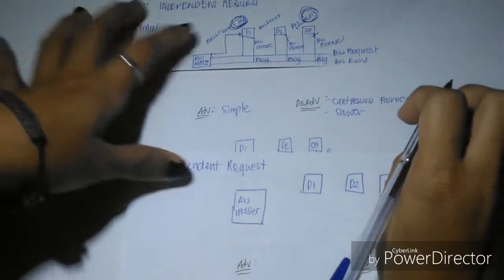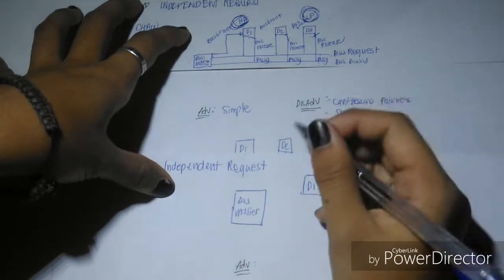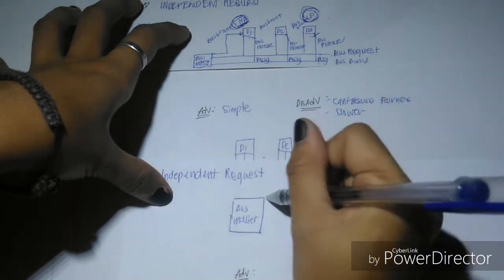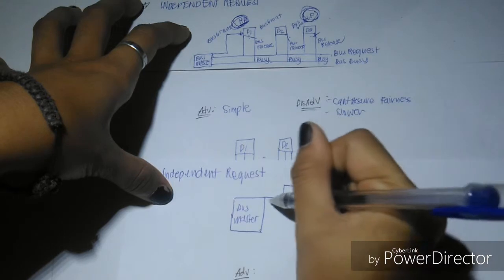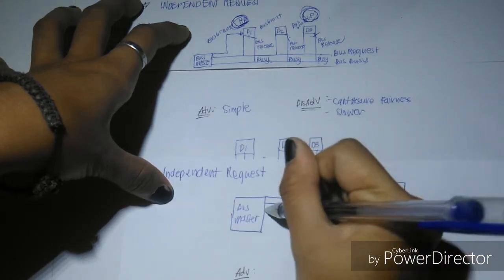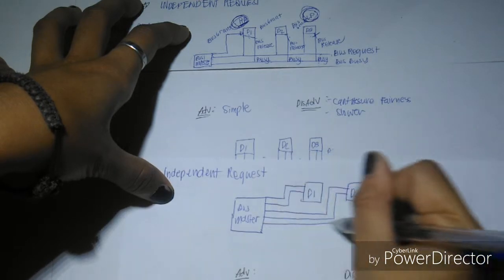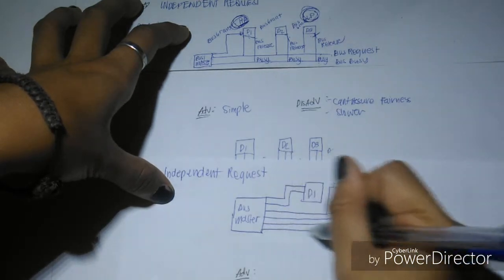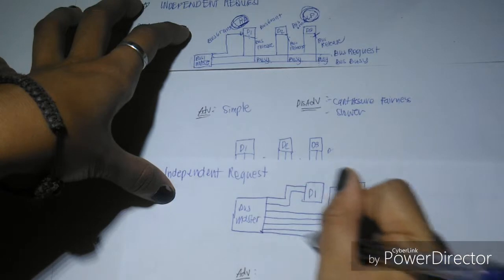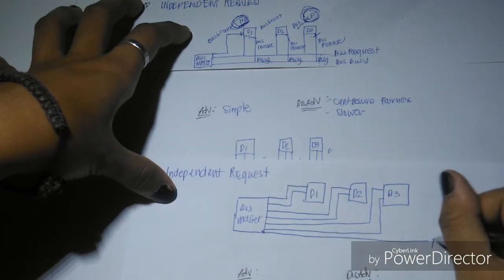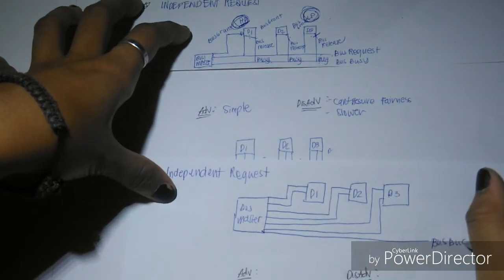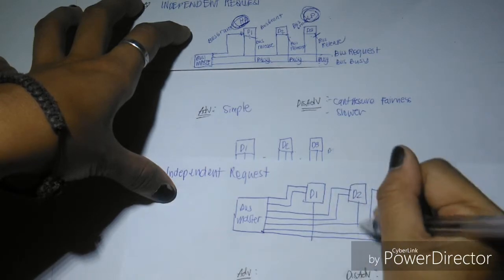So, ito naman, may 2 lines in every device. So, request lines, grant lines, request line, grant line, request line, grant line. And this, yung huling naman is for bus BC.